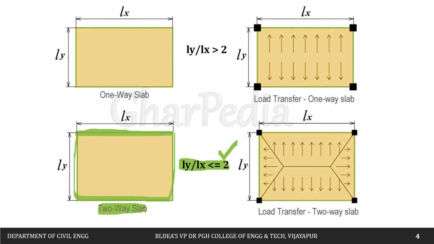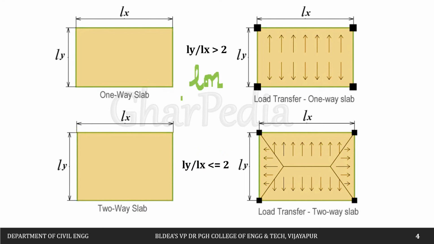Students usually get confused about what to take as Ly and what to take as Lx. In other words, remember that it is always the length of the longer span divided by the length of the shorter span. If it is greater than 2, we call it a one-way slab. If it is less than or equal to 2, we call it a two-way slab.